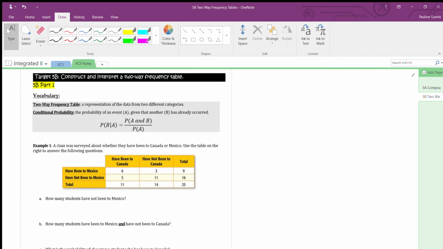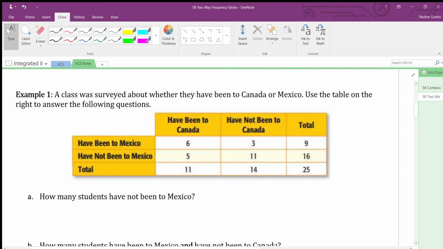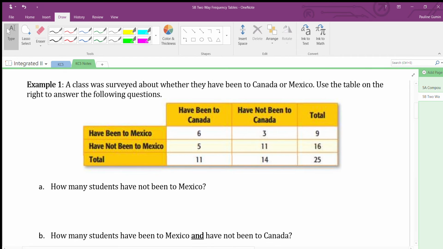So we're going to skip one of these first ones. I'll talk about the equation for conditional probability when we get to the second problem. First, let's take a look at this two-way table. We had a survey asking students, have they been to Canada? Have they been to Mexico?